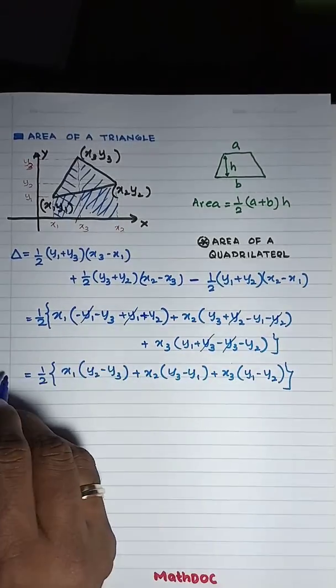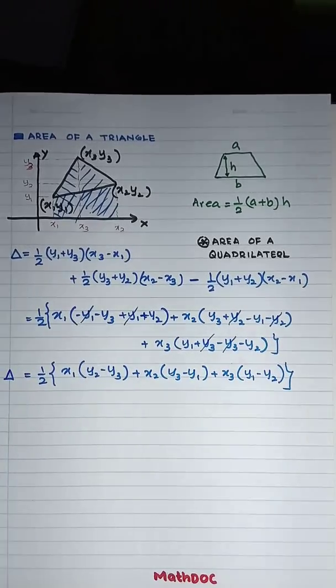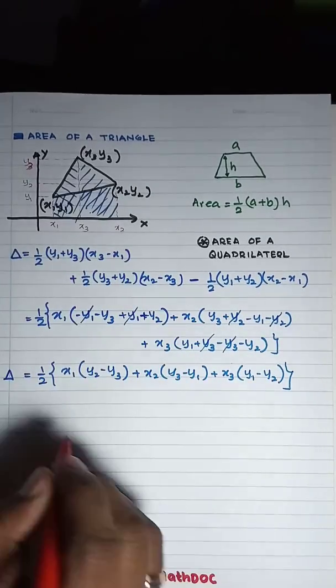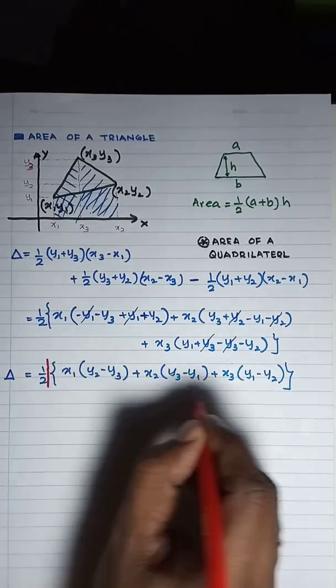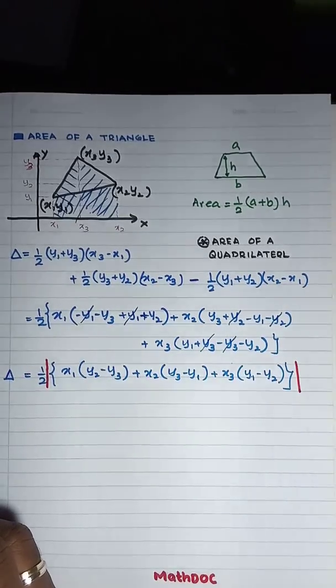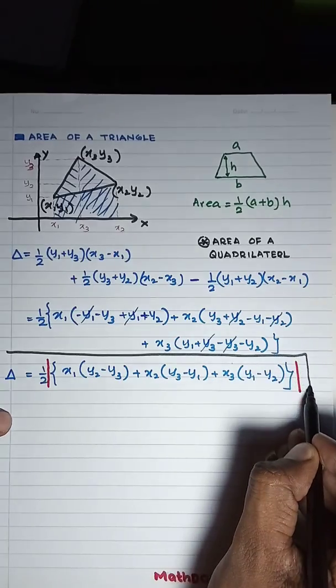We call this the area of the triangle. And these are coordinates, no? Then this value can be positive or negative, but area must always be positive. Therefore, you need to put the modulus sign to get only a positive answer. That is the area of the triangle.